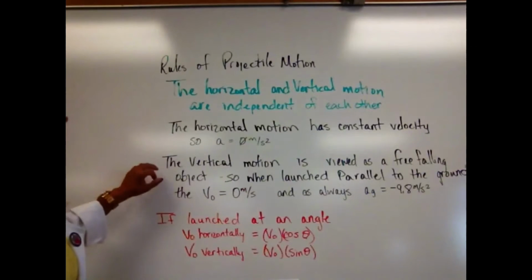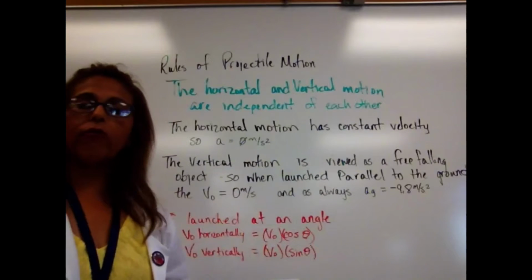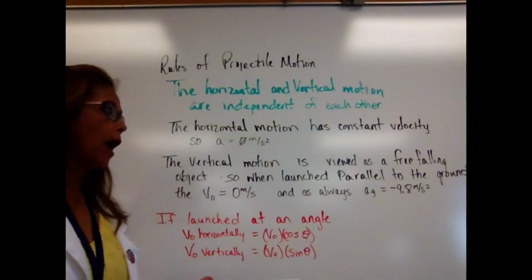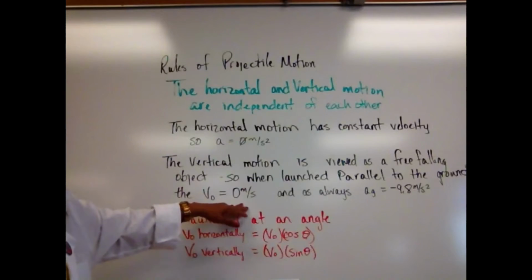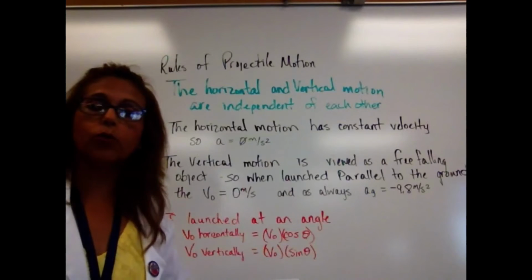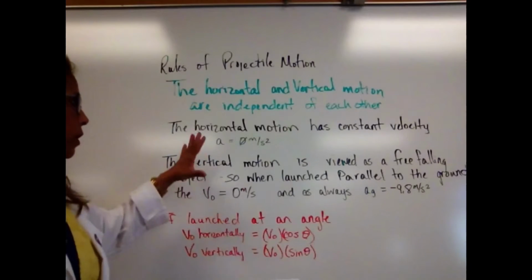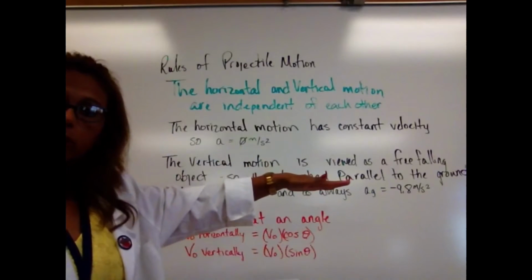Another thing to consider is that for vertical motion, when it's launched parallel to the ground, we go back to a free-falling object. And so you have an initial vertical velocity of 0 meters per second. And again, we have acceleration as negative 9.8 meters per second squared. Now, this is when things are being launched out of something going parallel to the ground.